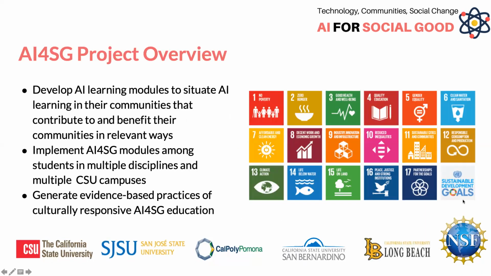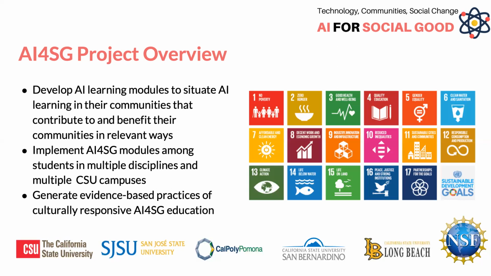First of all, what is the AI for Social Good project? The goal of this project is to engage students, especially undergraduate students across all disciplines, to learn AI through addressing some of the most important social issues as identified in the United Nations Sustainable Development Goals, which we can see on the right-hand side, such as no poverty, zero hunger, good health and well-being, etc. But in particular, we invite students, instead of addressing global problems, to identify problems that might manifest within their community.